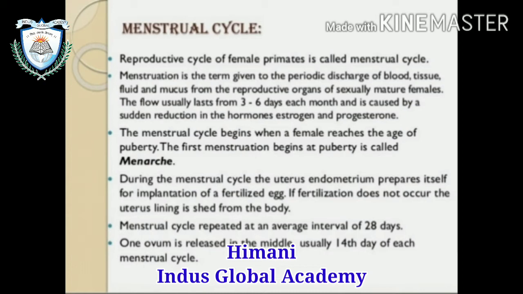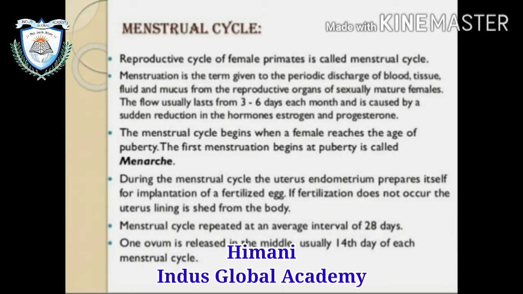The menstrual cycle begins when a female reaches the age of puberty, and the first menstruation begins at puberty, which is known as menarche. During the menstrual cycle, the uterus endometrium wall prepares itself for implantation of the fertilized egg. If fertilization does not occur, then that endometrium lining will shed from the body. The menstrual cycle repeats at an average interval of 28 days.